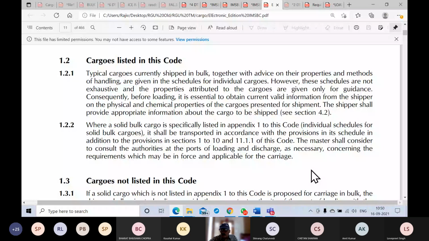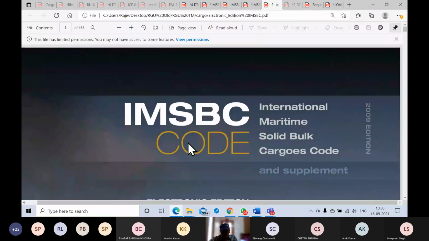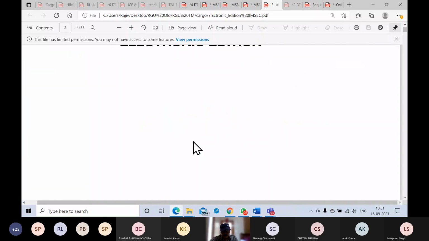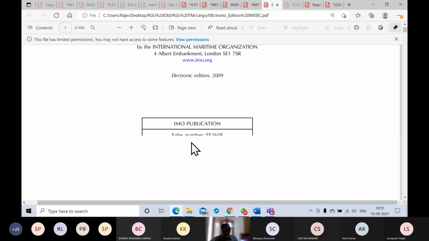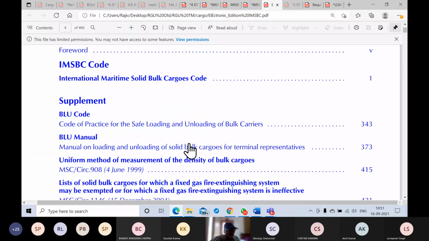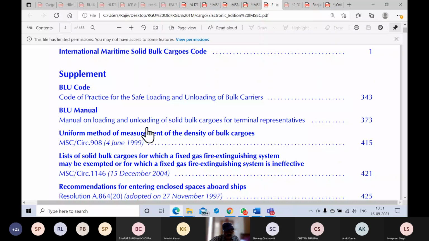In fact, let us have a look at the schedule itself as an example. IMSBC. Keep coming back to this. So this is page number 4. No, not 4.